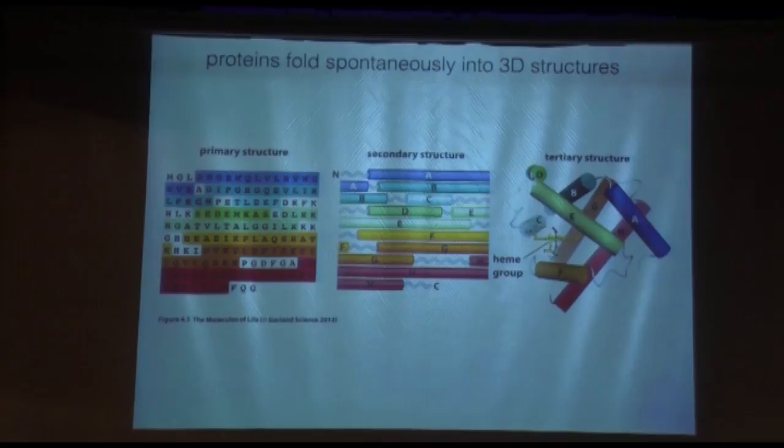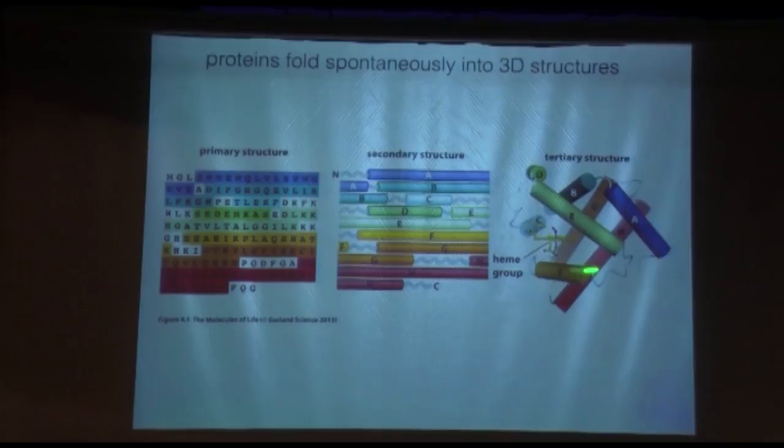None of us can design a heterogeneous polymer, or even a homogeneous polymer, that when just let free in solution will fold up into a specific three-dimensional structure. In fact, the only ones that we can design are copied in one way or the other from nature. So this is a remarkable property of natural proteins, that they fold up to have a specific three-dimensional structure.